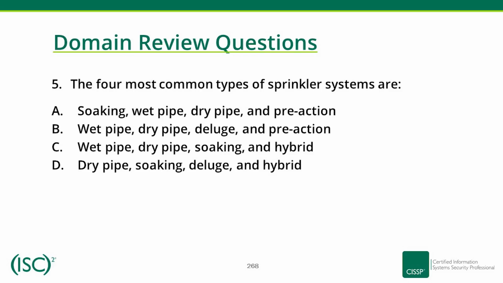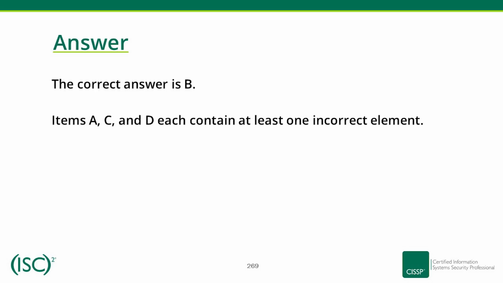5. The 4 most common types of sprinkler systems are A. Soaking, wet pipe, dry pipe, and pre-action. B. Wet pipe, dry pipe, deluge, and pre-action. C. Wet pipe, dry pipe, soaking, and hybrid. D. Dry pipe, soaking, deluge, and hybrid. The correct answer is B. Items A, C, and D each contain at least one incorrect element.